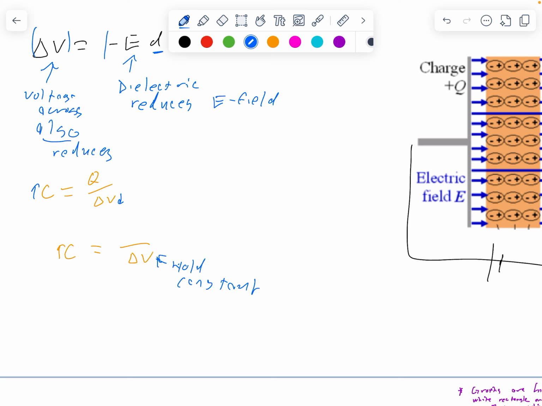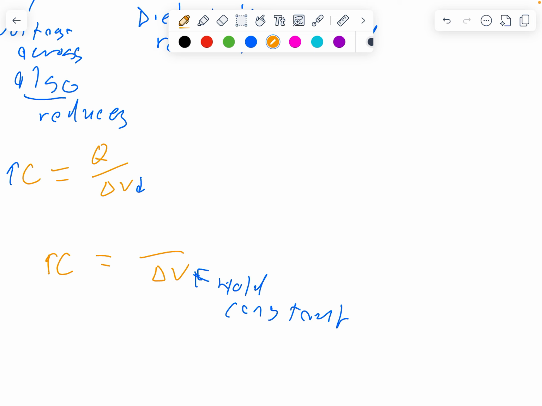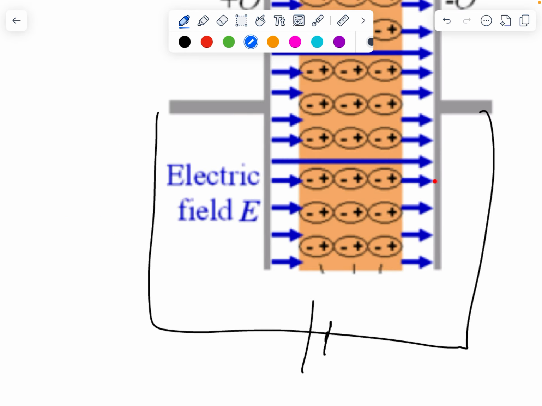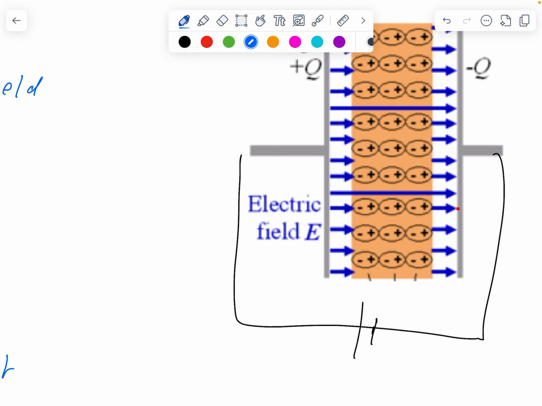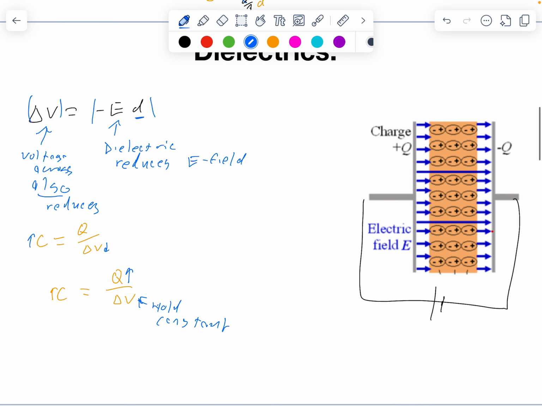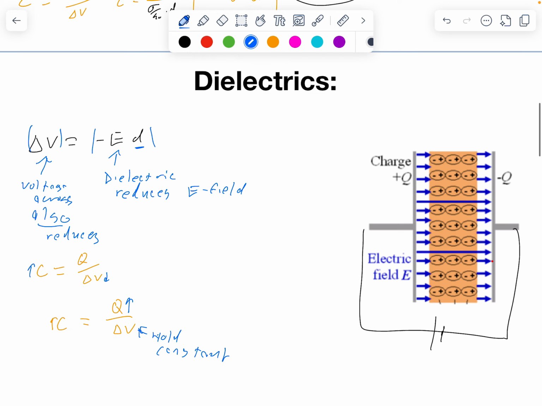Sorry, that's an arrow. This is supposed to be... Well, then the only thing that can happen is that for the given capacitor, we can cram more charges on those plates before we have so many that we get a discharge, a spark across the two plates. So the dielectric increases the capacitance by decreasing the electric field. So that's kind of the basics.